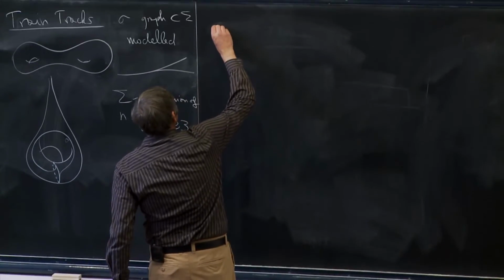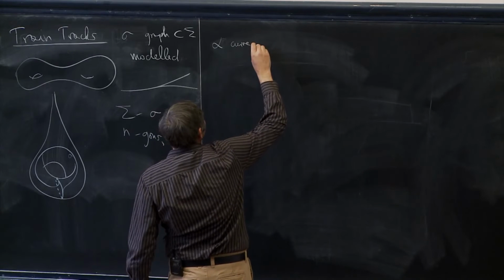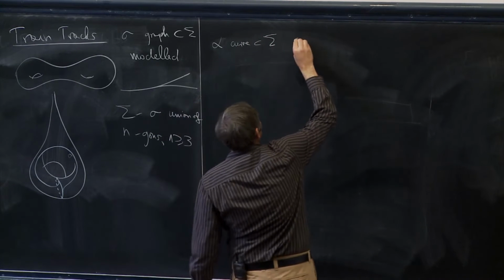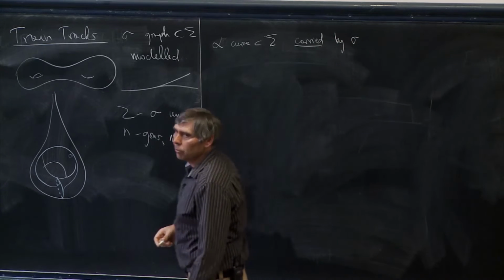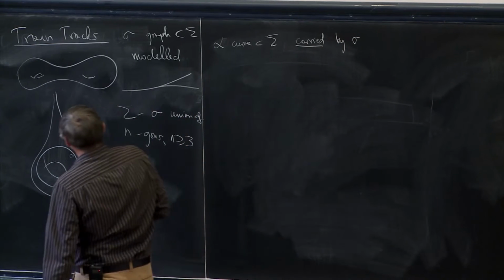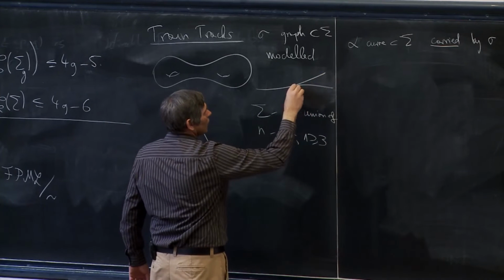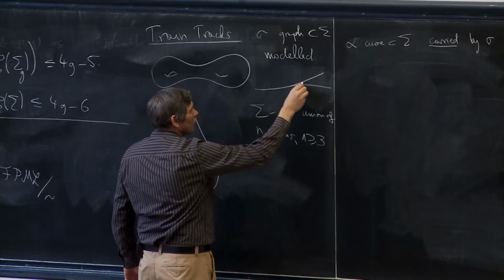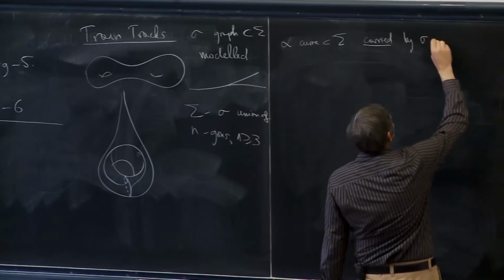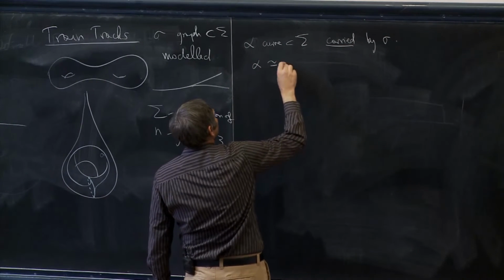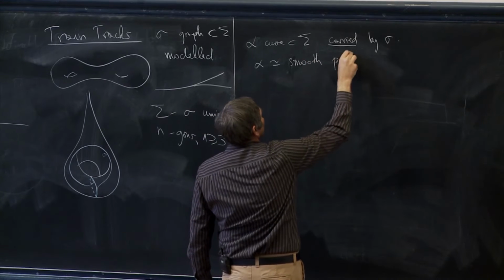So what does it mean for a curve, say alpha is a curve, or we think maybe a geodesic in Sigma, to be carried by your train track? If you can homotope alpha into the train track so that it becomes a smooth path in it. So in other words, you're not allowed to make this kind of a turn. That's not smooth. When you get to a vertex, you have to go through it in a smooth way. So this just means that alpha is homotopic to a smooth path in the train track.